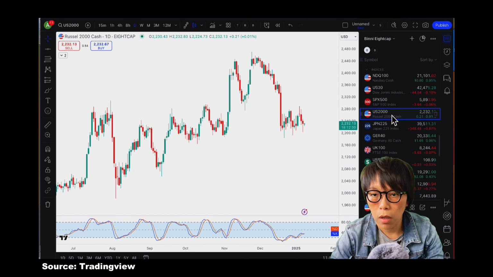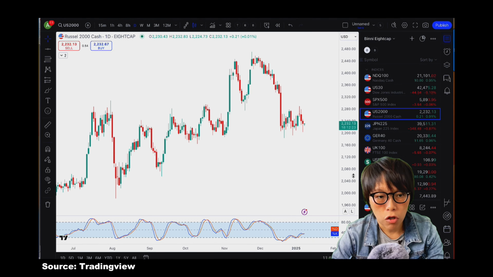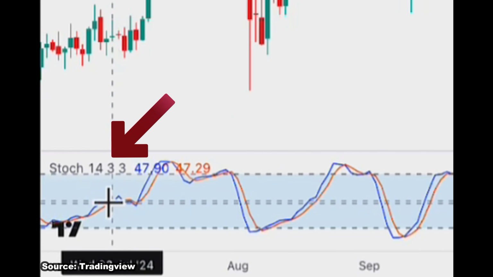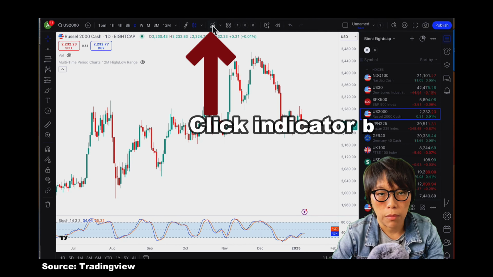Let's use one of the trades I did yesterday on US 2000, that's Russell 2000. What I have on my chart here is this indicator called stochastic. You can set it up as 14, 3, 3. So let's quickly set up the stochastic here.